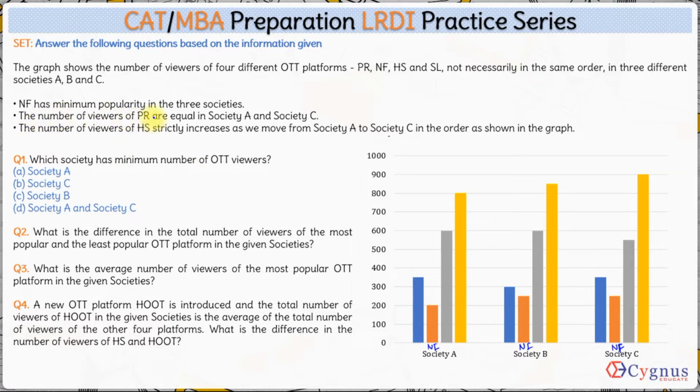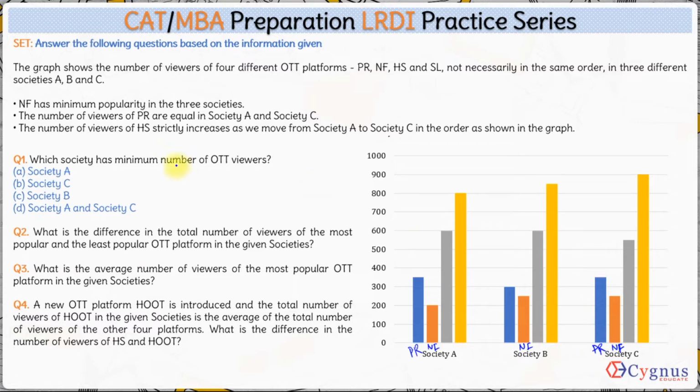The number of viewers of PR are equal in society A and society C. So in society A and in society C, the number of viewers of PR are equal. Let's see, can this be PR? No, sorry, not here, here. Can this be PR? Yes, the number of viewers is the same. The blue bar can be PR. The orange bar is NF, so let's ignore this. Can this be PR? No, the number of viewers is different in both the societies, hence this cannot be PR. Can this be PR? No, again the number of viewers is different in society A and C. That means the blue bar is representing platform PR.